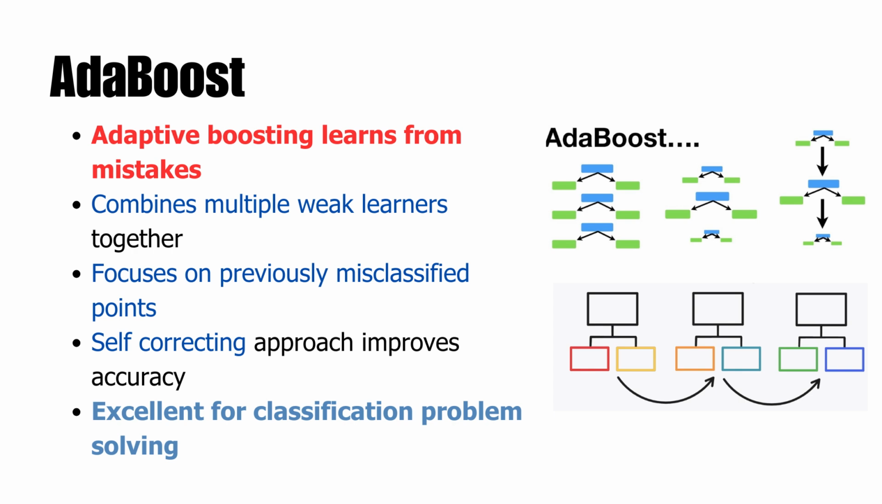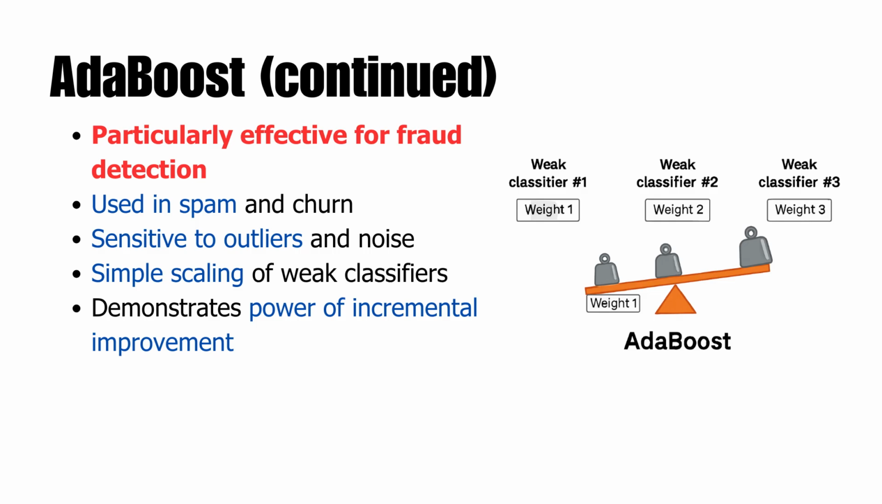Think of it as a teacher who observes which students perform poorly on specific problems and then adjusts the next lessons so that they can perform better. AdaBoost does the same. The ability to learn from its own mistakes in a self-correcting approach allows AdaBoost to learn incrementally from its errors, maintaining higher overall predictive accuracy. It's particularly wonderful for classification issues like detecting fraudulent behavior, spam message classification, or predicting customer churn.